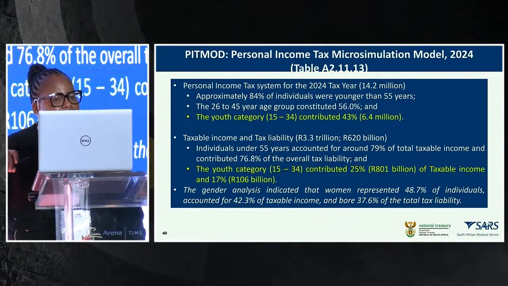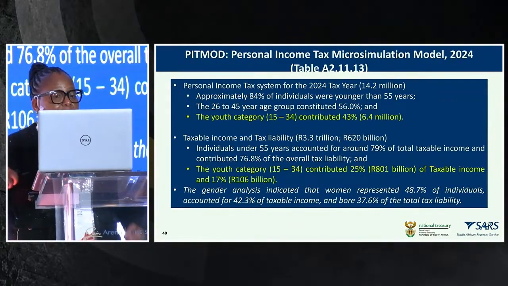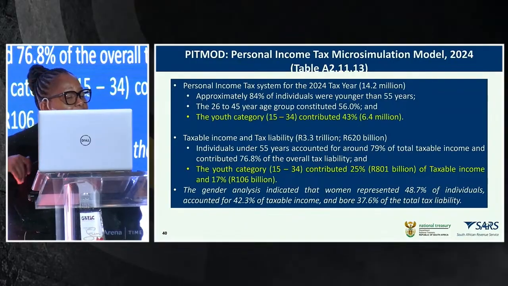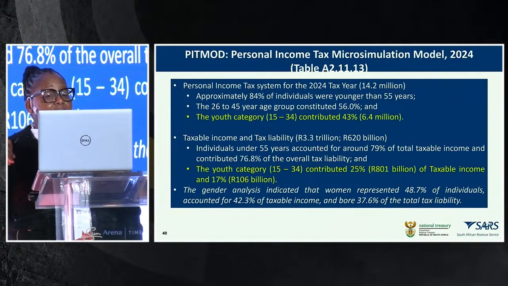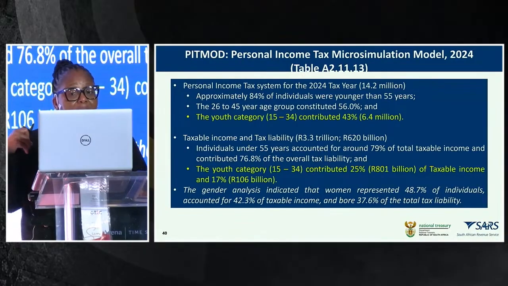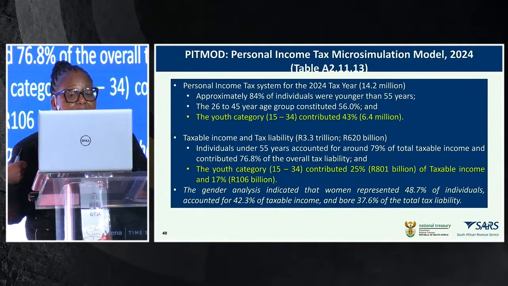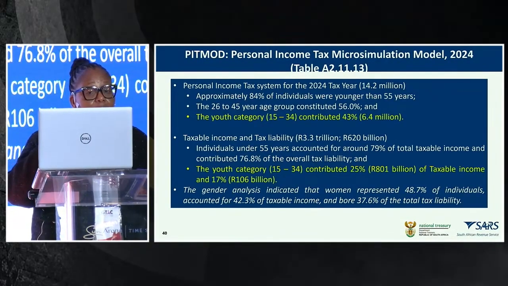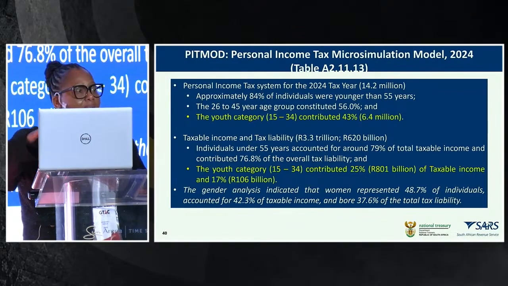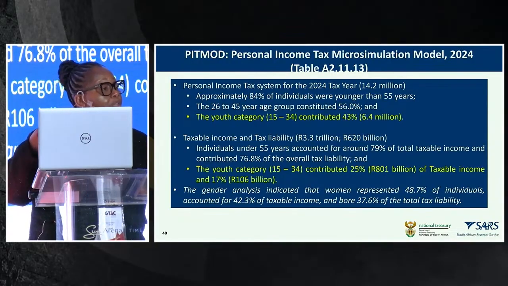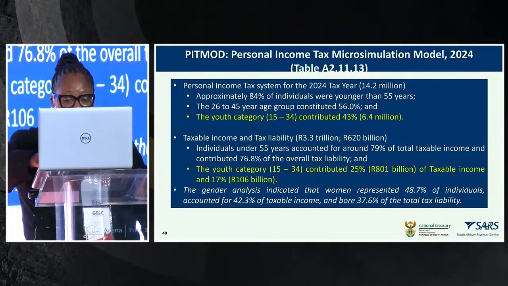In terms of taxable income and tax liability of the overall group, there's about 3.3 trillion of taxable income and 620 billion of tax liability raised. And you see in the yellow highlighted, the youth category contributed about 25%. So 43% in terms of count, but 25% in terms of contributing to taxable income and 17% contribution towards tax liability. The last bullet point also just highlights the intersectionality of conversations that we have around youth issues as well as gender issues.